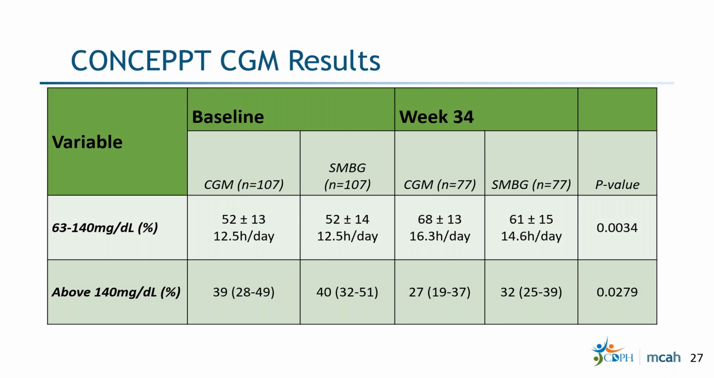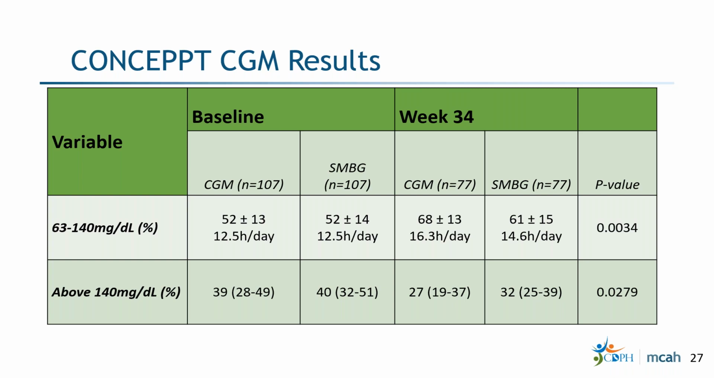Now, continuing on with this, we've got time in range, which is kind of like our primary thing that we're looking at with CGM data. And they were able to compare to the SMBG group by having them wear a blinded CGM so that they could directly compare. And so you'll notice at baseline, both groups were 52%. But by week 34, the CGM group was 68% and the SMBG group was 61%. And so that difference was statistically significant.